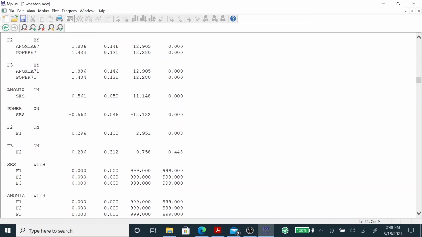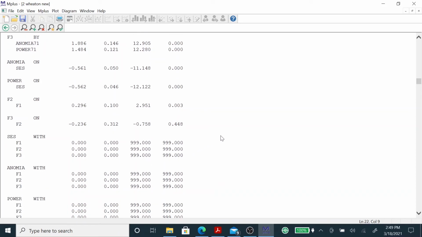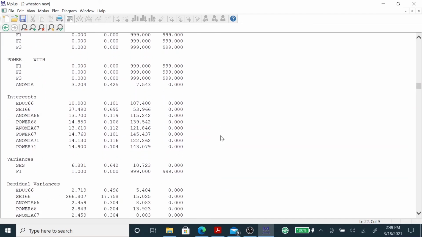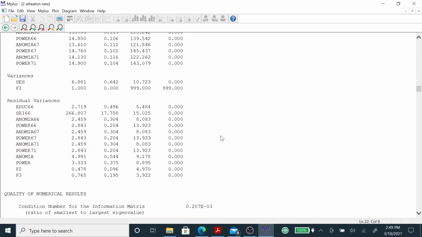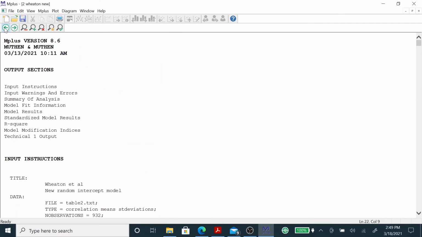F2 on F1 significant, positive, but here something new. F3 on F2 negative but not significant. So insignificant, which it wasn't. It was positive significant in the classic analysis. And the rest is of less interest. And then you can also take a look at the standardized model results and the R-squares, and you can compare those values across the classic and new and think about the differences in interpretations.